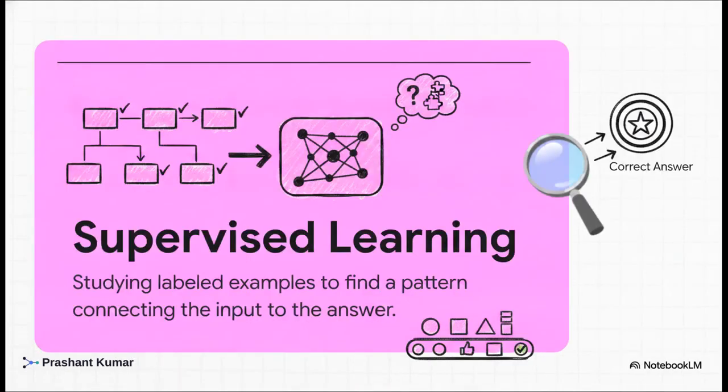Okay, let's dive into this. At its core, supervised learning is all about studying labeled examples to find a hidden pattern that connects an input to the correct answer. You're basically feeding the model example after example, and you are providing the correct answer, which we call the label, every single time.